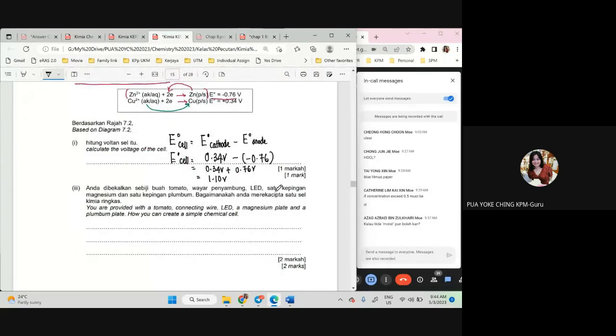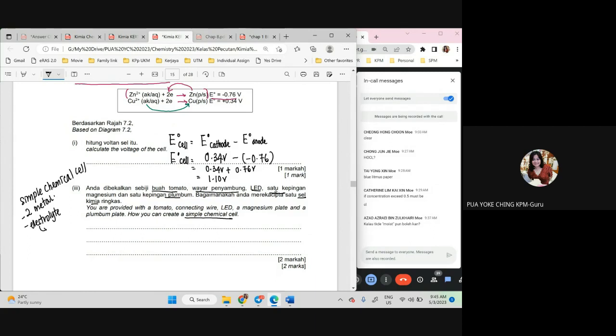Okay. Anda dibekalkan sebiji buah tomato, wayar penyambung, LED, kepingan magnesium, kepingan plumbum. Bagaimanakah anda mencipta satu sel kimia yang ringkas? How you create a simple chemical cell. So, you kena ingat simple chemical cell, very simple. Yang penting ada dua metal, and then you have a electrolyte. Wire-wire tu you tahulah kan? Okay, electrolyte.